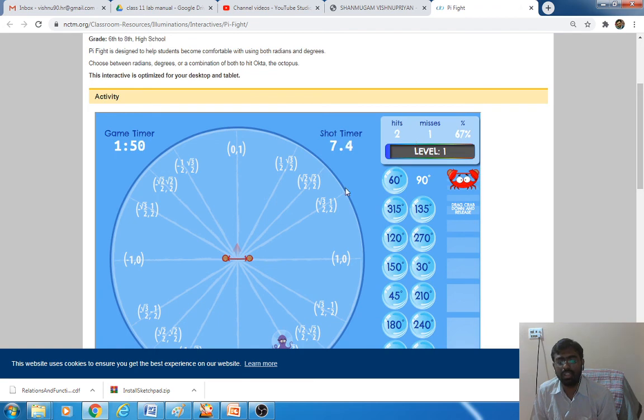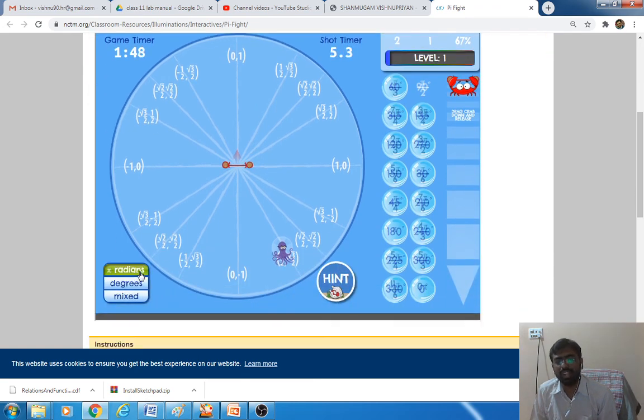So here are the levels. This is just to let you understand what the radian is and what the degree is. Okay, so you can just try whenever you find free time.